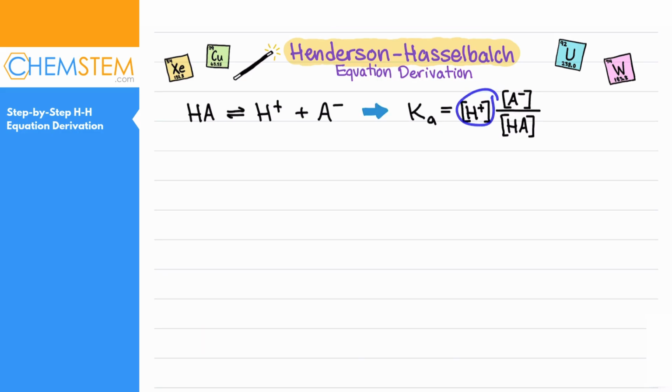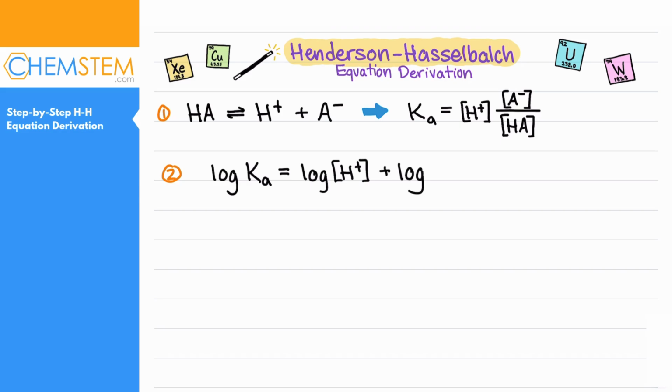Now that we have this pulled out, I'm going to take the logarithm of both sides. It's helpful if you review the rules of logarithms from your math class, but here's how this is going to work. I'm taking the log of the Ka, and that's going to be equal to the log of the hydrogen ion concentration. And the rules of logs say that if you take the log of a product like A and B, you can just add them. So it's going to be plus the log of, and we're going to keep the A minus over the HA together. We're going to have the A minus ion staying in the numerator position, and the undissociated acid down here.